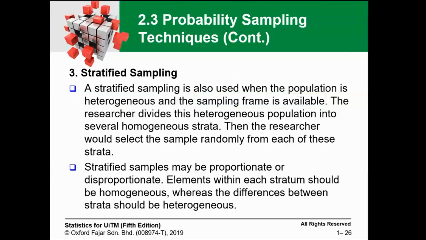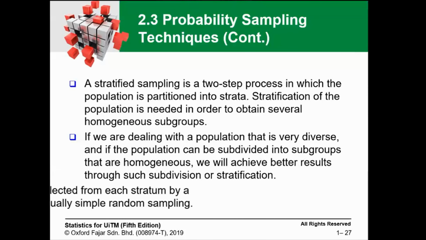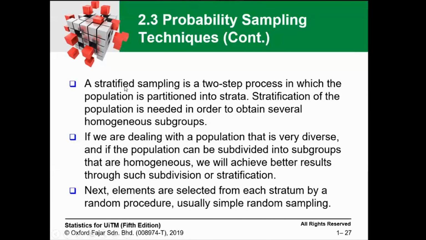The second type of probability sampling we call systematic sampling. Systematic sampling is also used when the population is homogeneous. This is another point we need to keep in consideration. You remember when we talked about random sampling, we said the population should be homogeneous, okay? And the sampling frame is available.